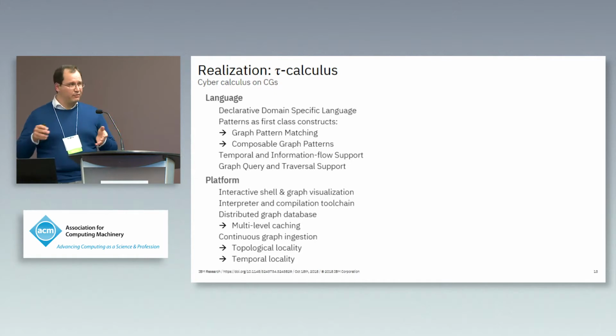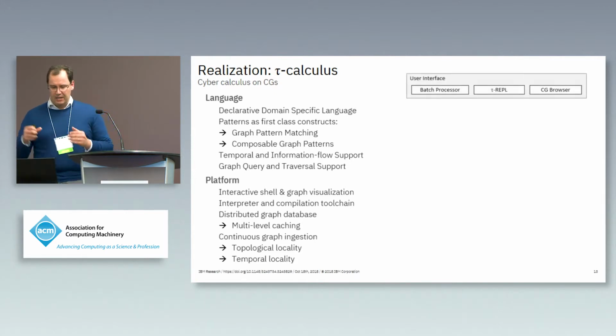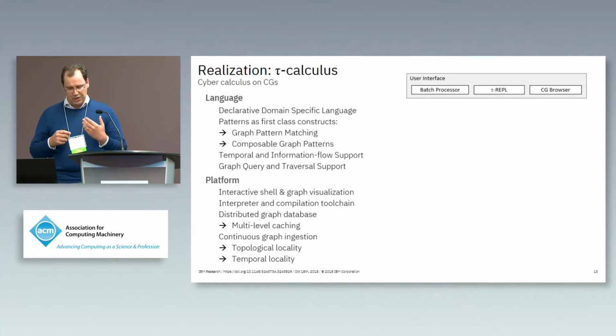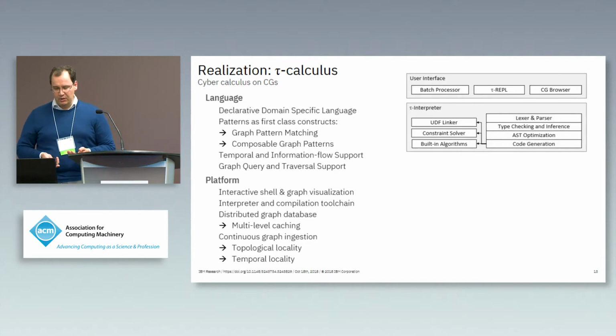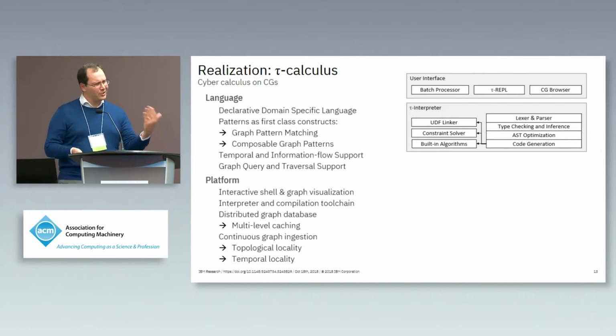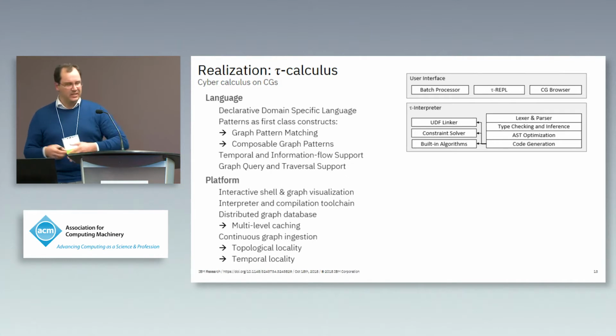On top of that, there is the platform proper, which comes at the front end with an interactive shell and graph visualization tools that allow the threat hunter to visualize the results of each step of the threat hunting process. There's also an interpreter and compilation toolchain, and as I mentioned, we have the built-in algorithms, the constraint solver, and also user-defined functions that can be linked and built upon. There are also external interfaces, for example where you need other sorts of computational models that can be linked into this graph computational platform.